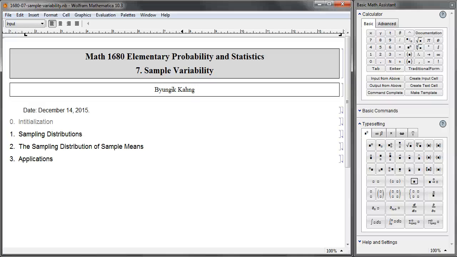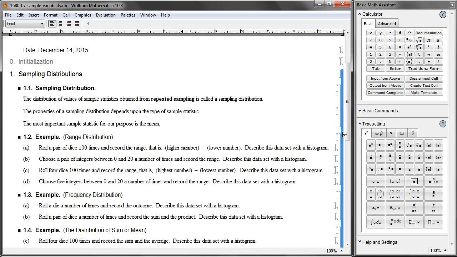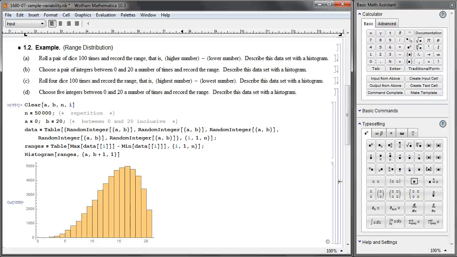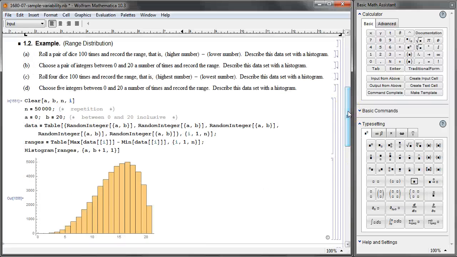Now let's resume chapter 7. We are going into 7.2 of our textbook, by the way. In the previous video, we went through various examples of sampling distribution. Here's an example of a range distribution, and it created an outline of a histogram like this, skewed to the left. Clearly, this was not normal.